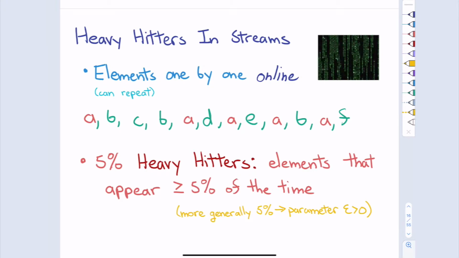Given this stream, I might ask: I want to find the subset of elements that appear at least 5% of the time in the stream, say. 5% is arbitrary. In general, we'll make 5% a parameter epsilon and say I want everything that appears at least an epsilon fraction of the time.